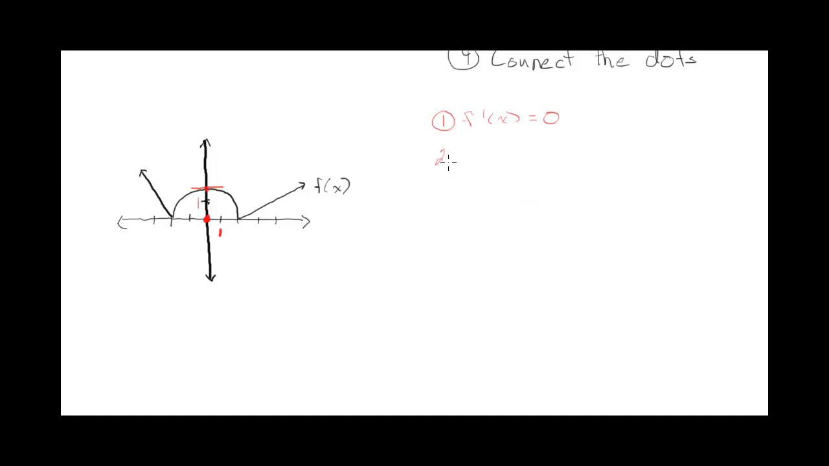The second step is to decide where f prime at x does not exist. So where it doesn't exist is at these two corners right here, right? So that means that these points are not going to be in my domain for the derivative. What's happening at those points? Well, there could be different things. It could be a hole. It could be an asymptote.